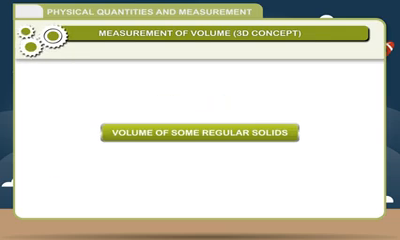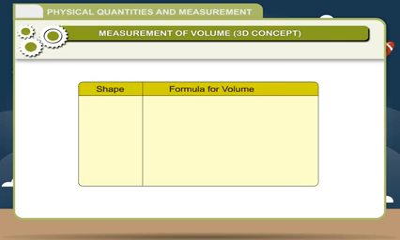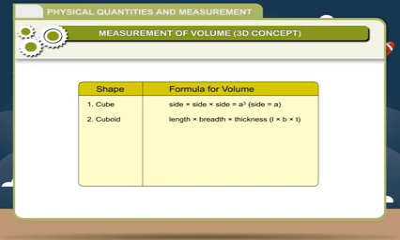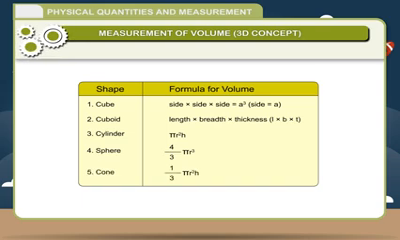Volume of some regular solids. Shape, formula for volume. 1. Cube: side into side into side, which is equal to a cube, where side is equal to a. 2. Cuboid: length into breadth into thickness, l into b into t. 3. Cylinder: pi r square h. 4. Sphere: 4 by 3 pi r cube. 5. Cone: 1 by 3 pi r square h.